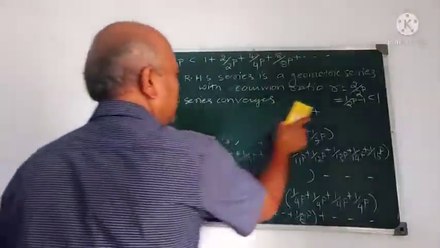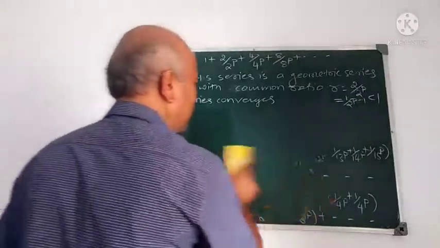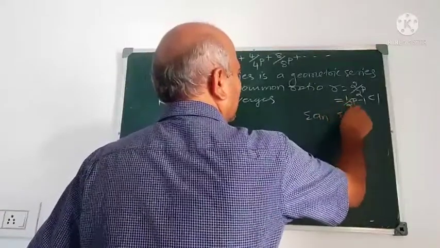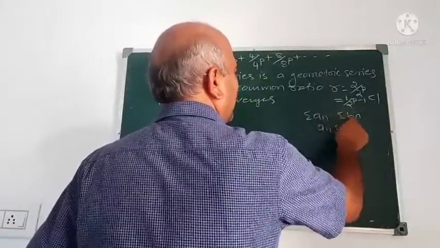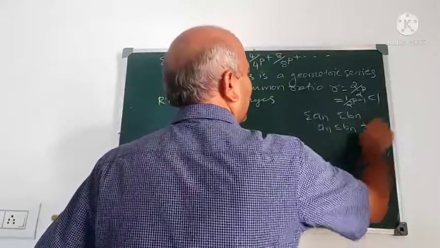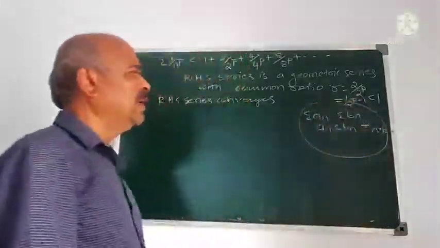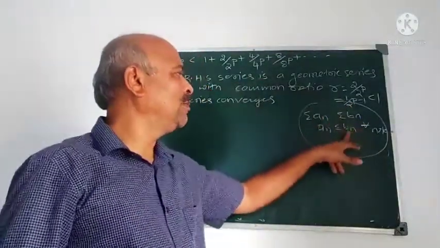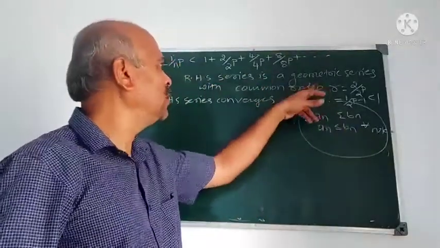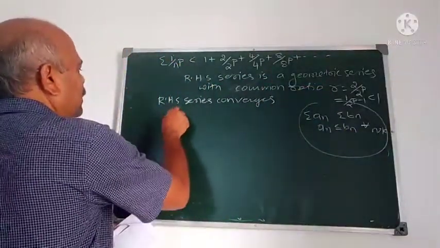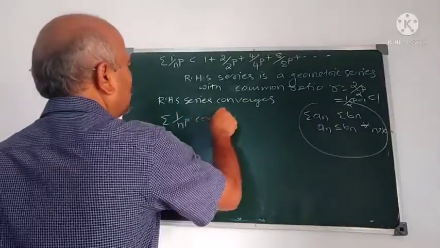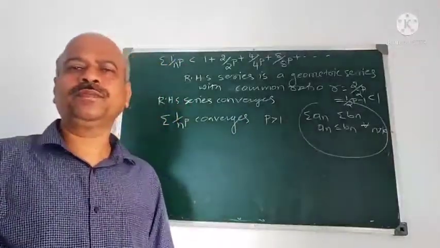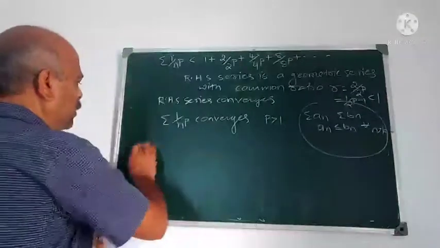Now see the previous comparison test. What does the comparison test say? If sigma an, sigma bn are two positive term series and an is less than or equal to bn for all n greater than k, then if sigma bn converges, sigma an also converges. Now the right hand side series converges here. bn is the right hand side series. Therefore, the left hand side series 1 upon n raised to p converges if p is greater than 1. This is the first case. I think all of you followed the first case.